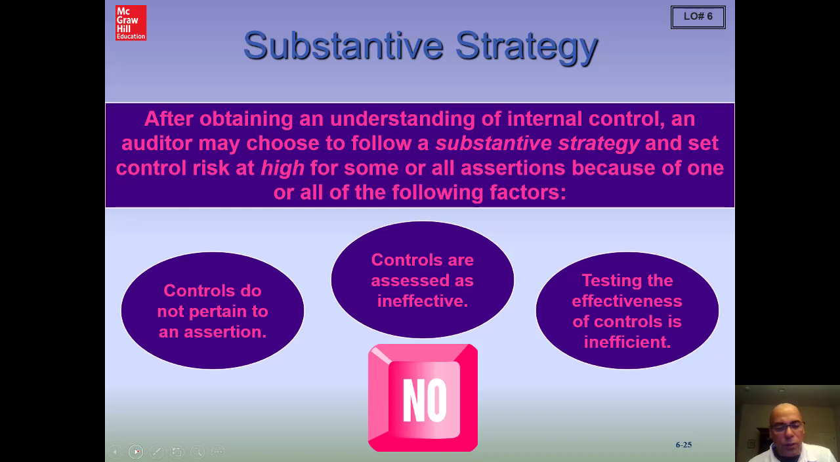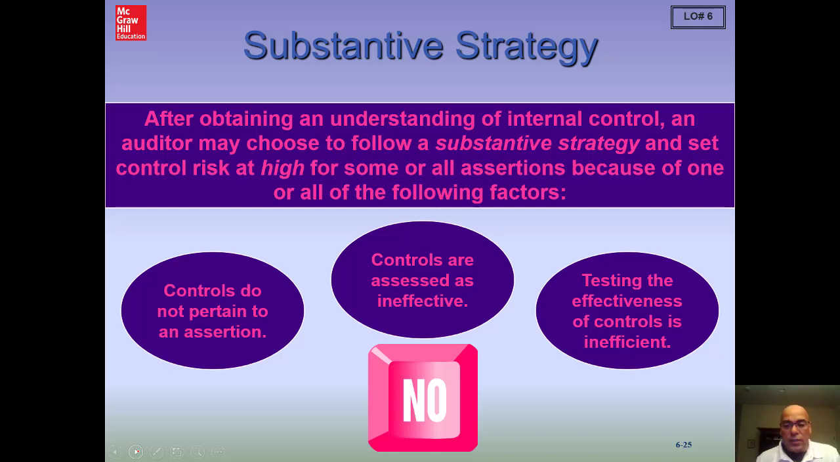Now, the auditor could take a substantive strategy, and these first couple are really saying we're not going to rely on the controls. That's what that big pink no means here. We're not going to rely on the controls. We're going to go directly to our substantive testing because we don't think the controls are effective or properly designed. Okay, we didn't like the design. We didn't see that they were implemented.